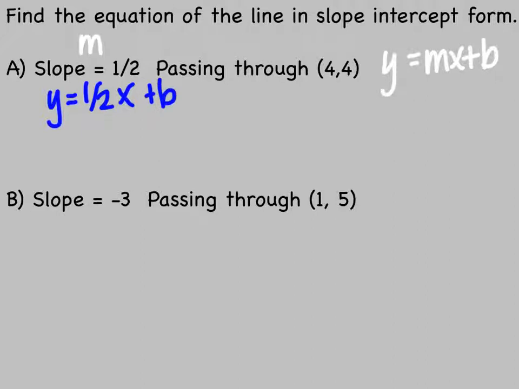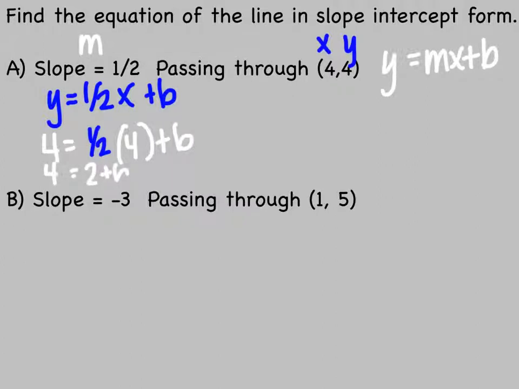Step 2, I need to find b. To do this, I'm going to plug in my x and my y from my ordered pair. So I'll end up with 4 equals 1/2 times 4 plus b. This is 4 equals 2 plus b. If I subtract 2 from both sides, I figure out b is equal to 2.